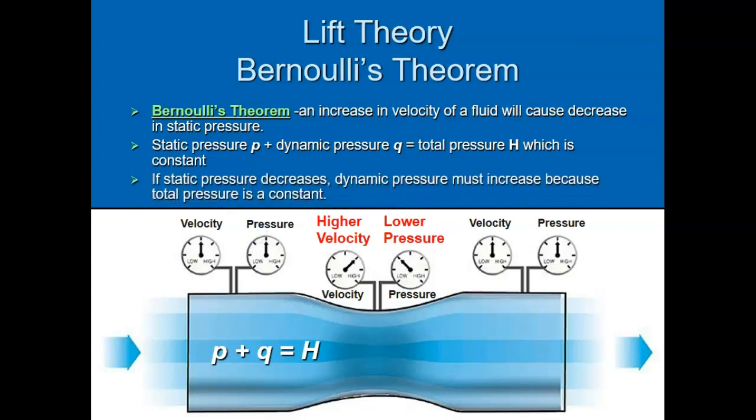If static pressure decreases, dynamic pressure must increase to keep total pressure constant. So P, which stands for static pressure, plus Q, which stands for dynamic pressure, equals H, which stands for total pressure. Bernoulli discovered that when you force a fluid through a narrow opening in a pipe, the pressure actually decreases as the velocity of the fluid increases.